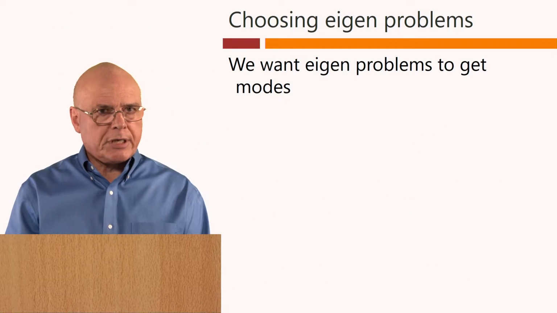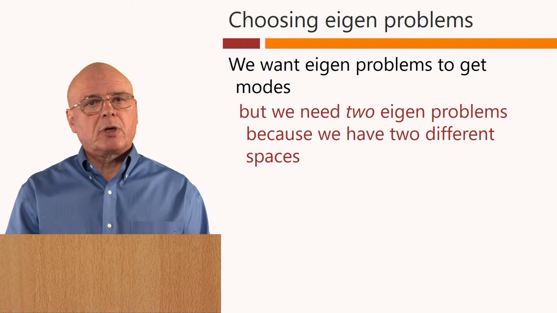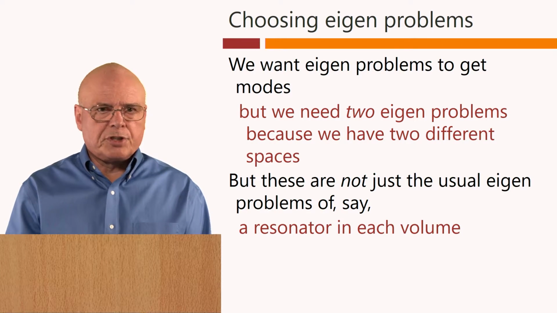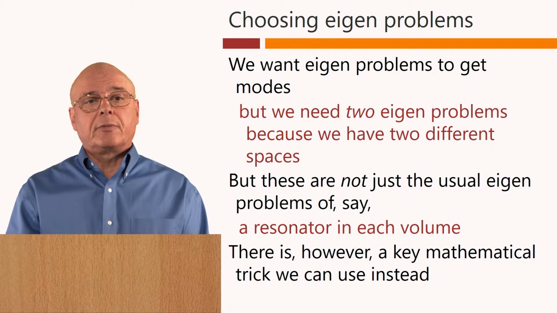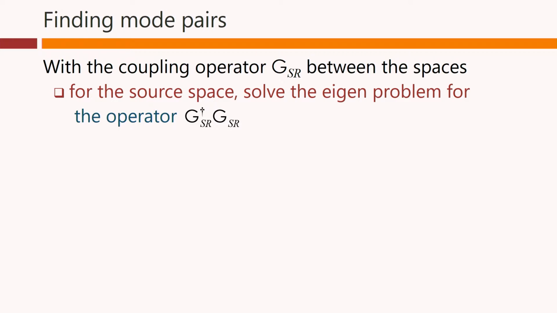Now, we want eigenproblems to get modes, but we need two eigenproblems because we have two different spaces. And these are not, therefore, just the usual eigenproblems of, say, a resonator in each volume. There is, however, a key mathematical trick we can use instead. With the coupling operator GSR between the spaces, for the source space, we can solve the eigenproblem for this different operator, the product of G dagger SR and GSR.